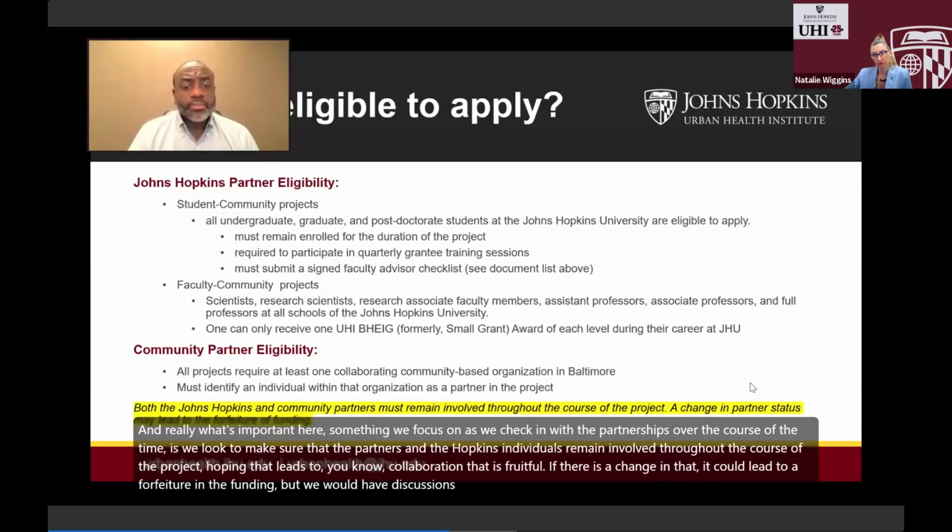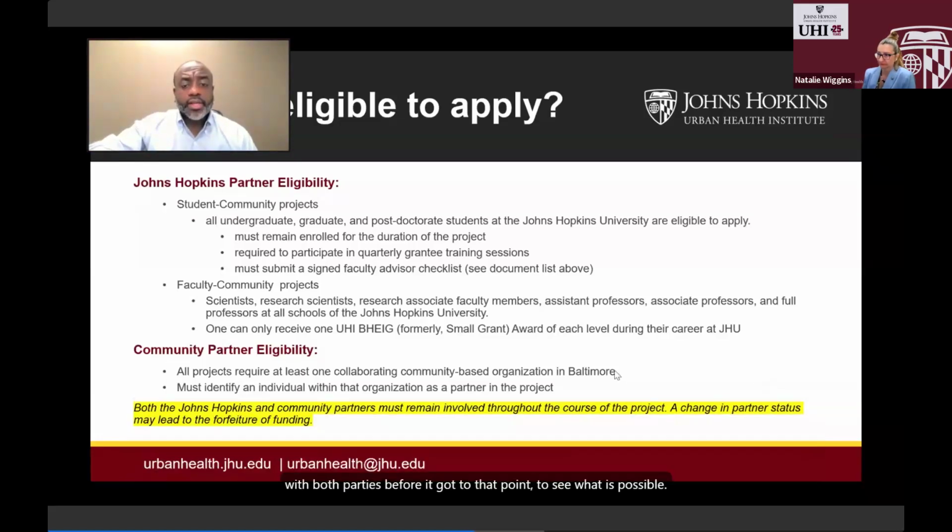And really what's important here, something we focus on as we check in with the partnerships over the course of the time, is we look to make sure that the partners and the Hopkins individuals remain involved throughout the course of the project, hoping that leads to collaboration that is fruitful. If there is a change in that, it could lead to a forfeiture in the funding, but we would have discussions with both parties before it got to that point to see what is possible.